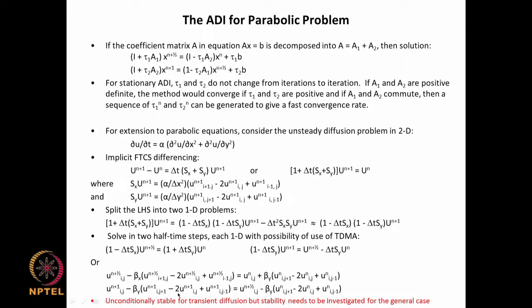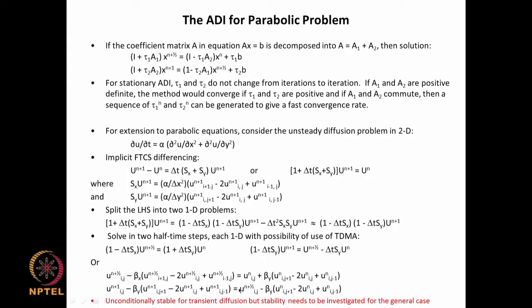So, this 2 time step solution enables us to break up this pentadiagonal matrix into 2 tridiagonal matrix solutions. Now, this pentadiagonal matrix is not 5 adjacent diagonals, but this is with 5 diagonals with some zeros in between. Okay. So, this particular decomposition of this scheme is unconditionally stable for transient diffusion.